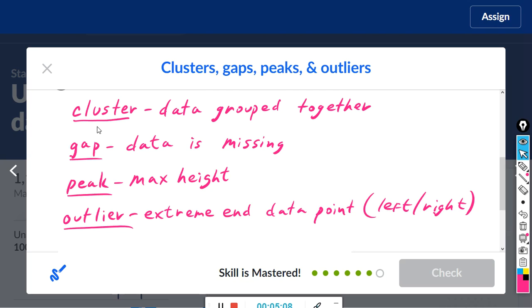So in summary, a cluster is data that's grouped together. A gap is when data is missing. A peak is the maximum height of the data. It's basically the number that occurs most often, or the range of numbers in the case of a histogram. And an outlier is a data point at the extreme end, in other words, on the extreme left or extreme right.